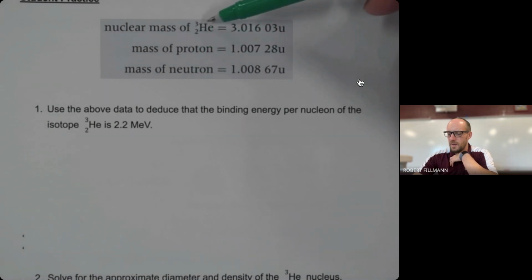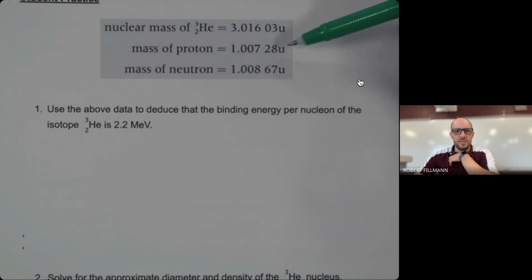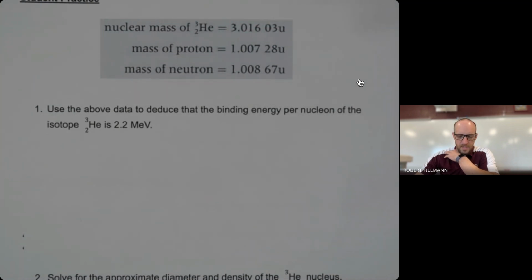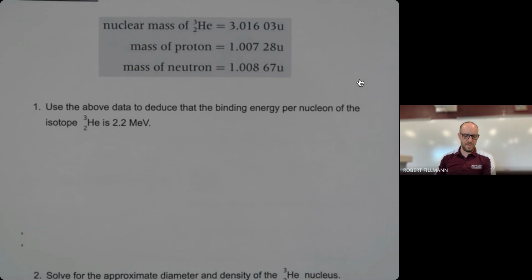If I gave you the atomic mass of helium, which would count the electrons as well, then you would need to use hydrogen atoms here to account for those electrons. But in this case, there are no electrons mentioned. We just have the nucleus. And so when it's disassembled, we just have protons and neutrons. Okay. So use the above data to deduce that the binding energy per nucleon is 2.2 mega electron volts.